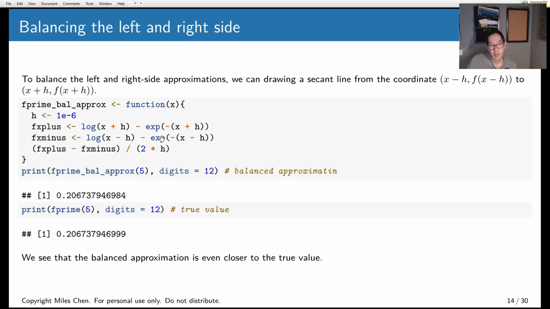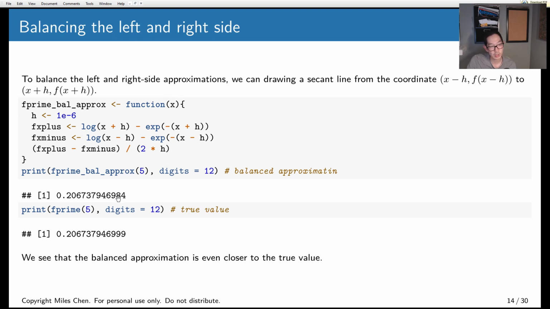And so here, my balanced approximation function is I'm going to calculate f when I do x plus h, and I can calculate f when I do x minus h, okay? So now I've got basically a difference there. I can say how much did the function change when I added h to it, how much did the function change when I subtracted h, and then I'll divide by 2 times h because that's going to be the difference.